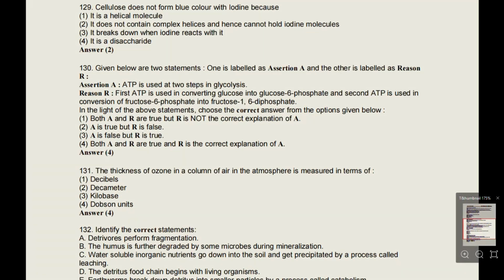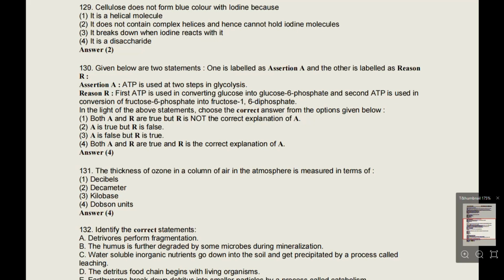So the next one is, given below are two statements. Assertion A is, ATP is used in two steps in glycolysis. Reason R is, first ATP is used in converting glucose into glucose 6-phosphate and second ATP is used in conversion of fructose 6-phosphate into fructose 1,6-diphosphate. So the answer is option 4. Both A and R are true. The R is the correct explanation of A. And this question is taken from Unit 4, Plant Physiology, Chapter 11, Photosynthesis in Higher Plants.